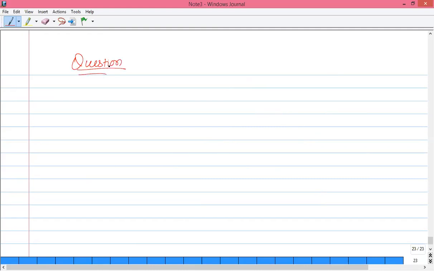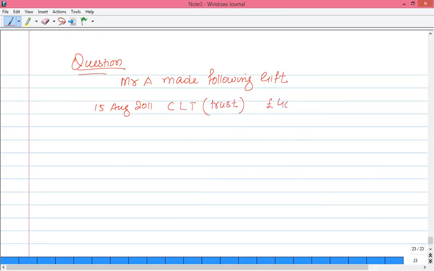For example, Mr. A made or transferred the following gifts during his lifetime. On 15th August 2011, a CLT, that is a gift given to a trust worth 4 lakh, and the tax is to be paid by the trust.